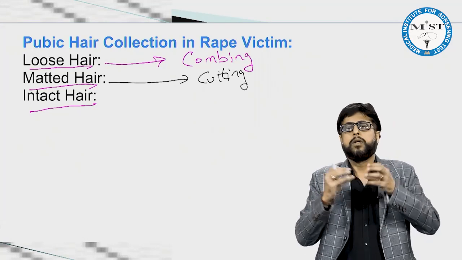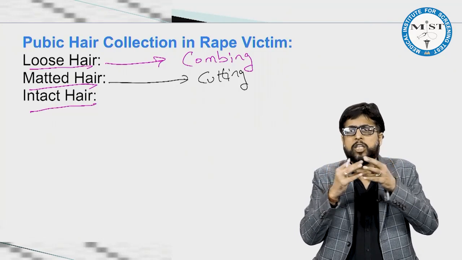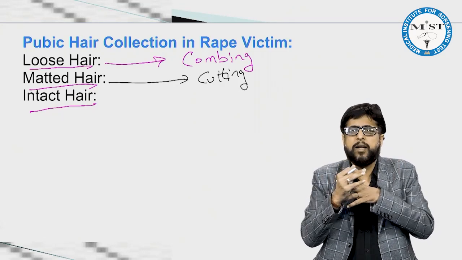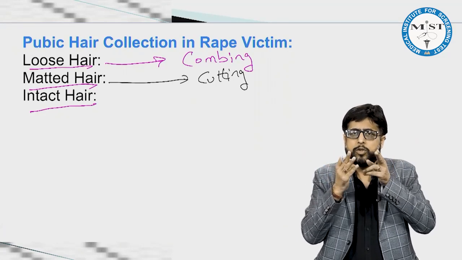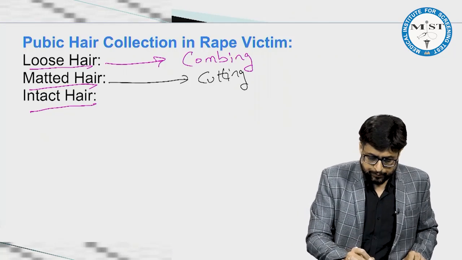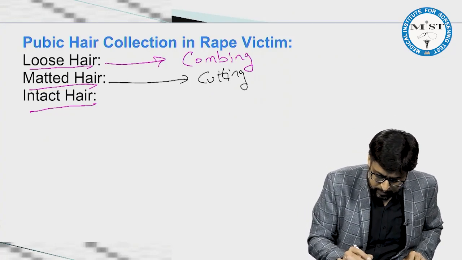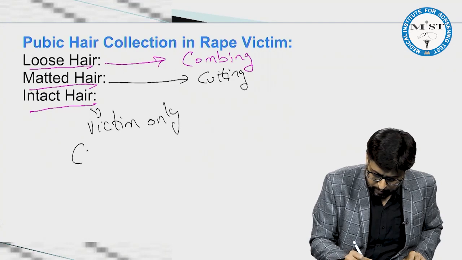Matting means the hairs are adhering to each other because of seminal fluid or other vaginal secretions. They are adhering to each other, so they have to be cut. Intact hair will obviously always belong to the victim only. They serve as a control.